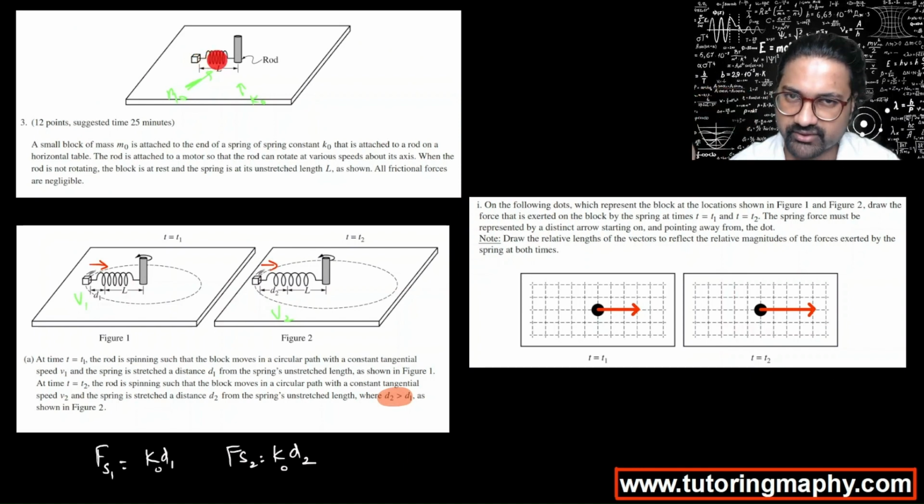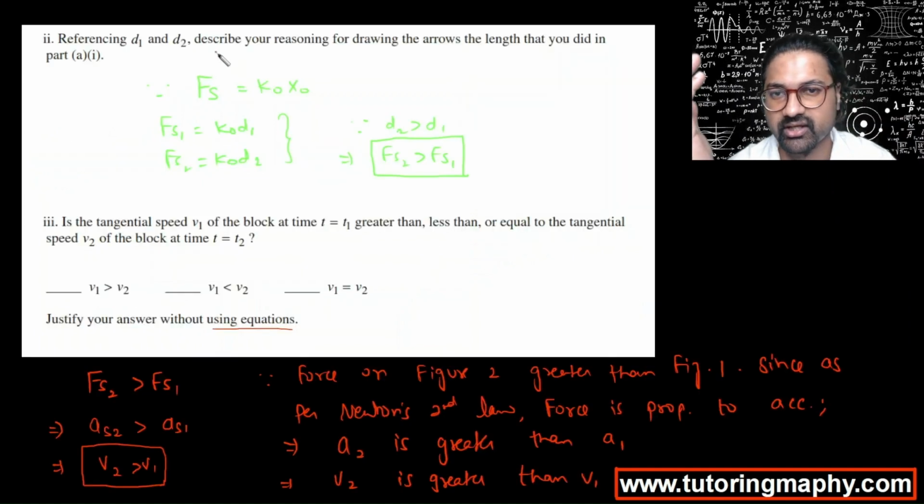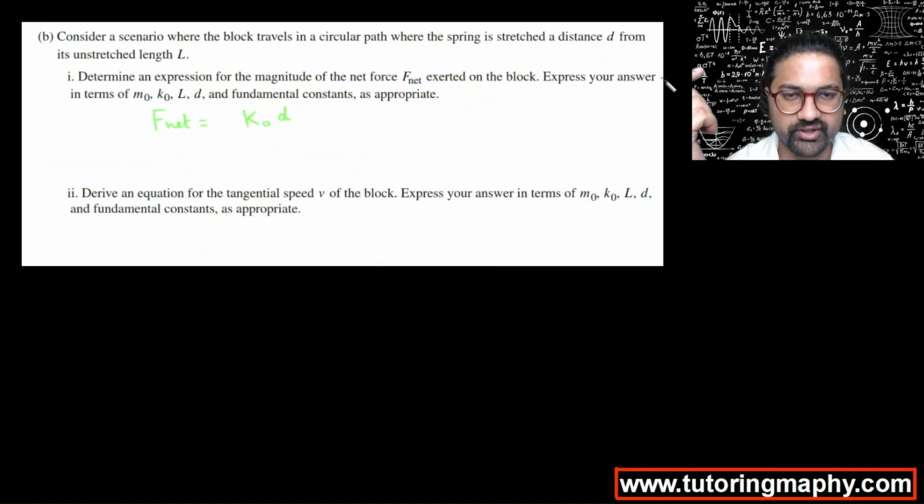Only the spring force acts on it, in a pulling direction. So it's just k times x naught, where x naught is the stretch. The stretch is d, so it's just k naught d. Write an equation for the tangential speed v of the block and express it in these terms.